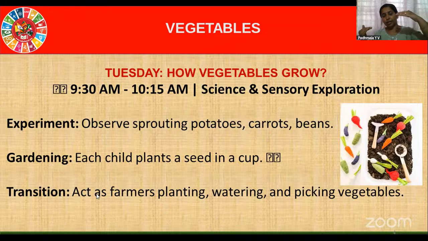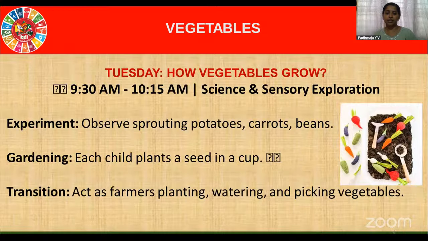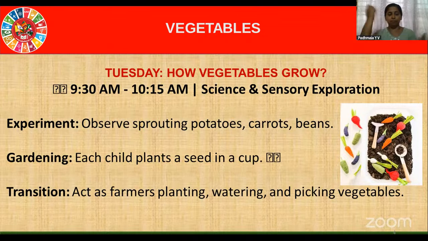While we are doing these activities, how are we going to transition to the next activity, how are we going to make it continue and smooth? This is a transition. Act as farmers, planting, watering, and picking the vegetables. This is a transition. As teachers, we can dress as a farmer, and we can do this activity.